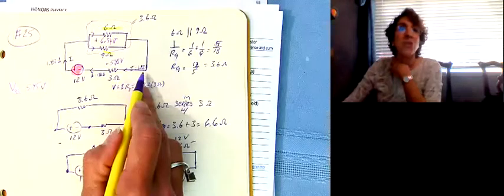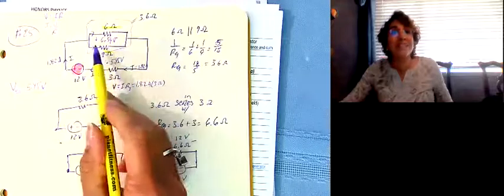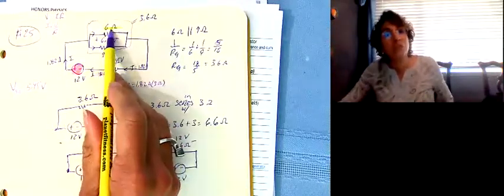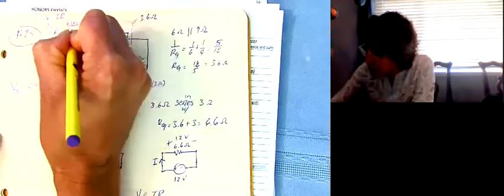But how much current goes through each? Well, we go through the same thing. I know that V equals IR, so the current is the voltage over the resistor. I know the voltage across it is 6.54. So the current that goes through the 6 ohm will just be 6.54 divided by 6 ohms. That's the current through the 6 ohm one.